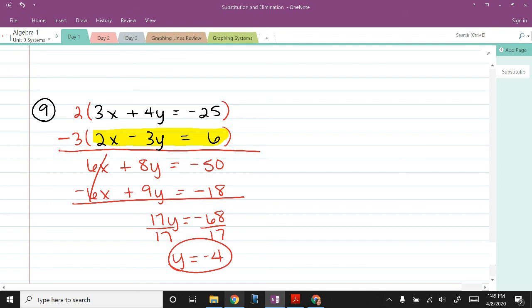So where they have a y, I'm going to replace it with -4. So I'm going to say 2x minus 3 times -4 equals 6. So be careful with your signs there. That's -3 times -4, which is positive 12. So 2x plus 12 equals 6.